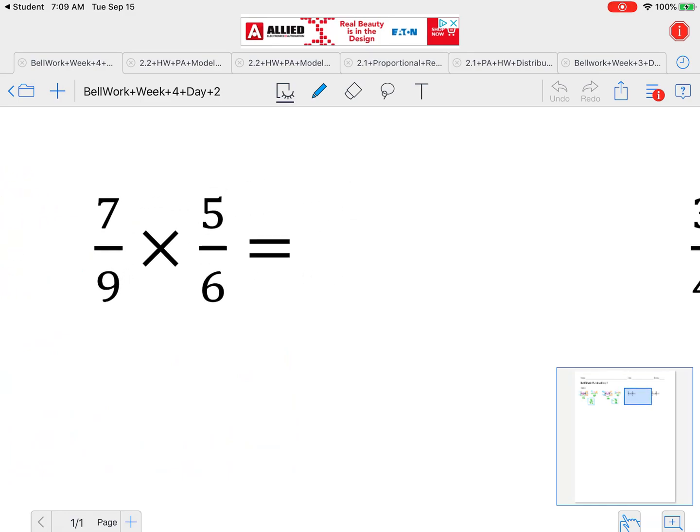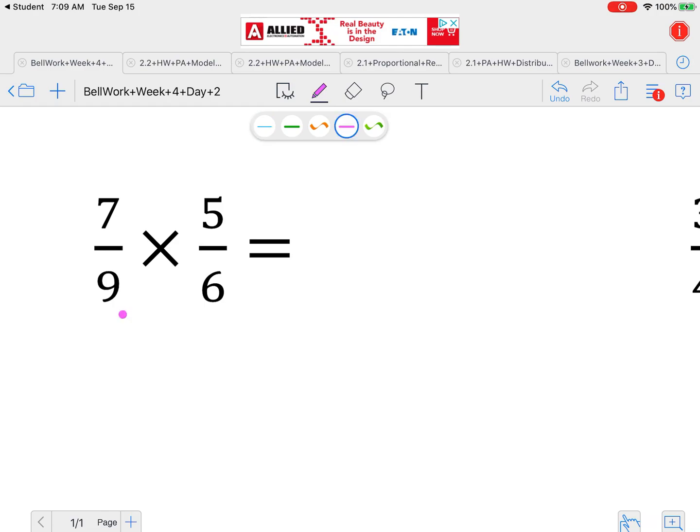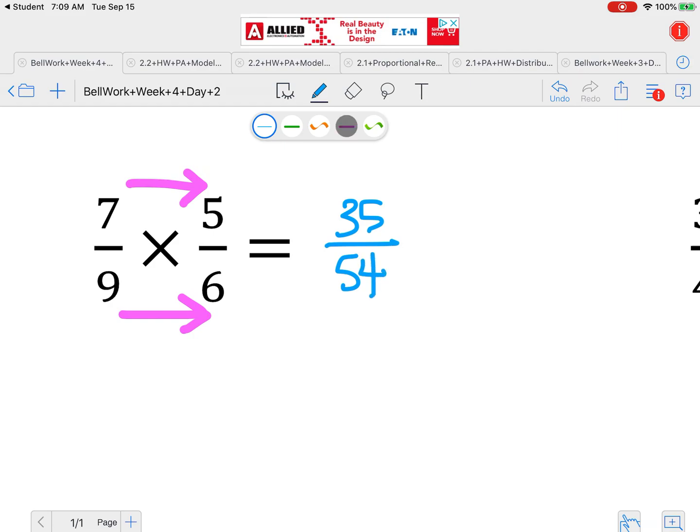Skipping over to the multiply fractions, this is the easiest one for me, maybe. All you do is multiply straight across, numerator times numerator and denominator times denominator. So 7 times 5 is 35. And 9 times 6 is 54. I think those are going to have to stay the way they are. I don't think they have anything that goes with them. So that would be your final answer for that one.